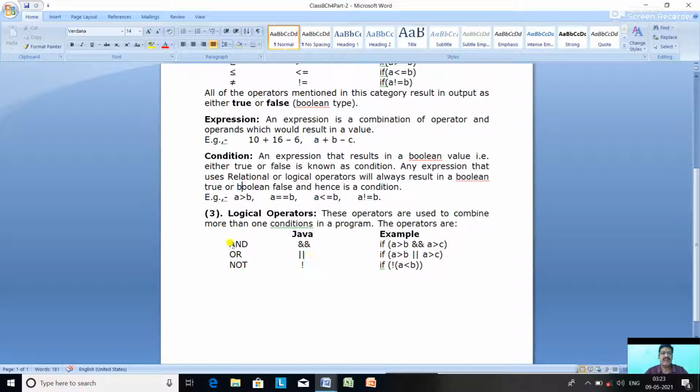The first operator is AND. This is AND written twice without any space; it is called the AND sign, the AND logical operator. For example, if A greater than B and A greater than C. We see if the value of A is greater than B and again the value of A is greater than C. If both the conditions are true, then the output will be true. Suppose A is greater than B but A is not greater than C, in that case the output will be false. In the end, for logical AND, to get the true output, all the conditions must be true.